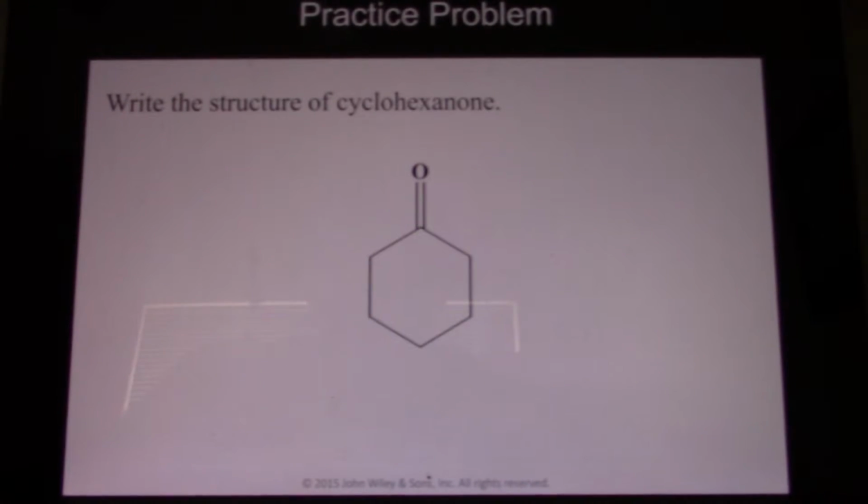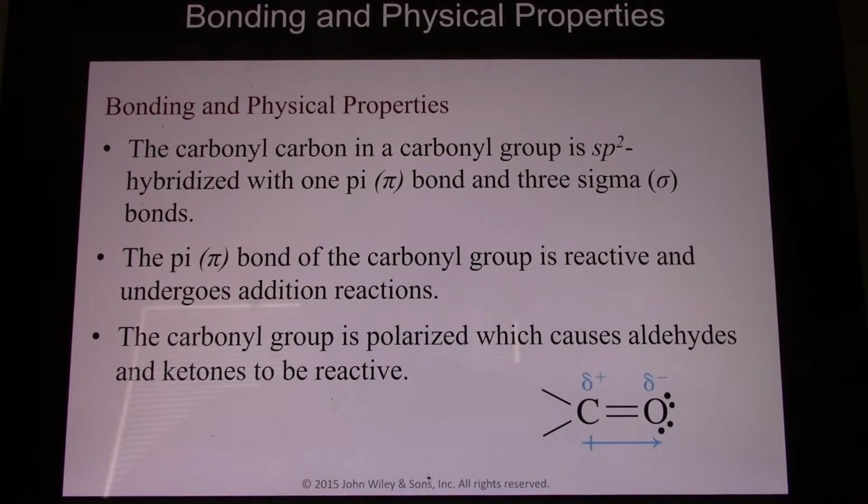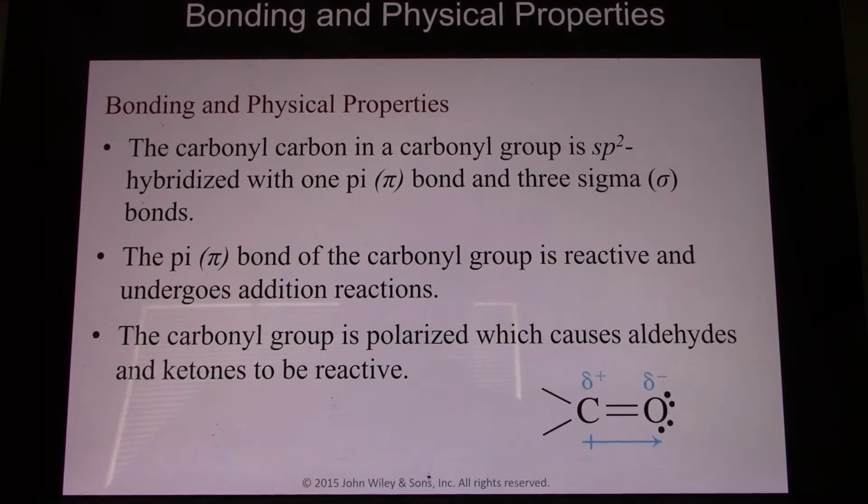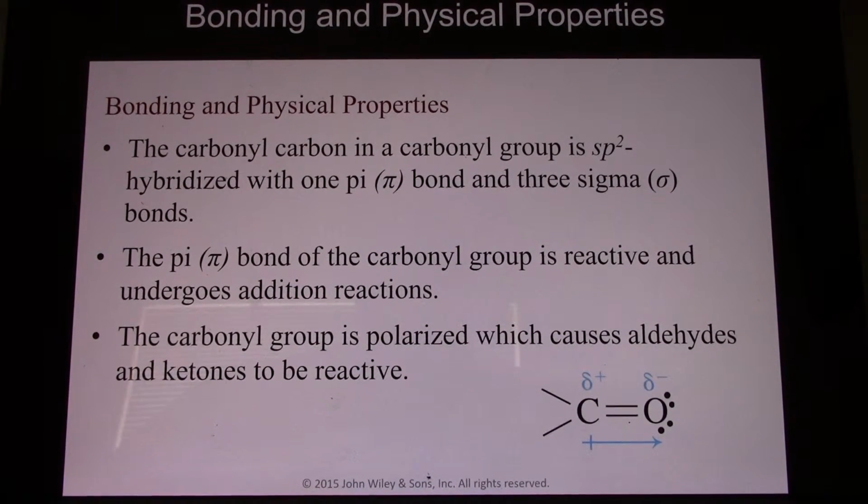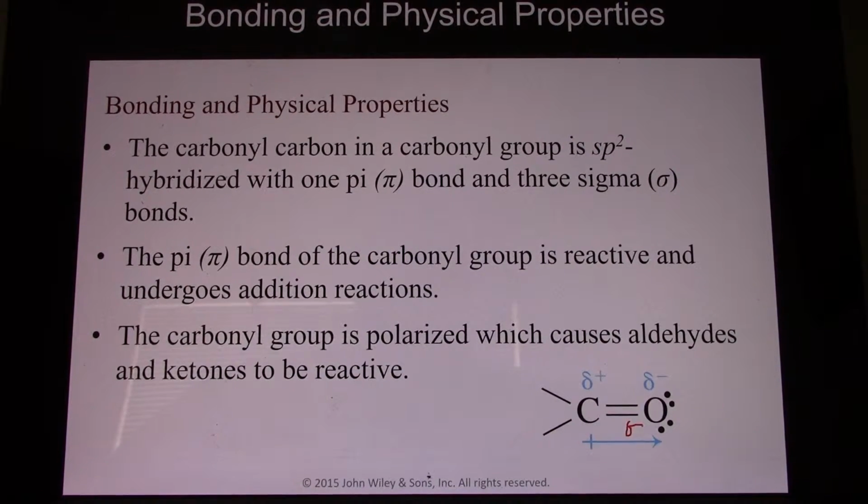Cyclohexanone. It is a cyclohexane ring with the ketone group. Bonding and physical properties. The carbonyl carbon is sp2 hybridized. So that second bond is a pi bond. Just like we saw with the alkenes, when there's a double bond, one of them is a sigma bond, but one of them is a pi bond.